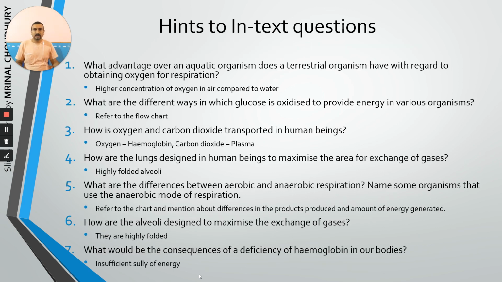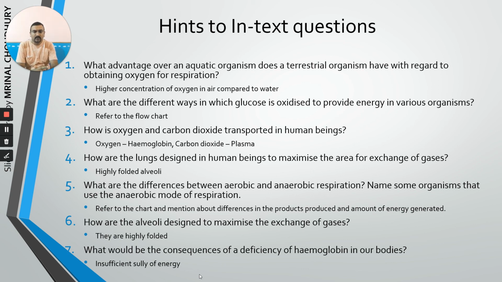So that was all about the respiration process in human beings and even in plants, along with the entire cellular respiration we have discussed. Now coming to the hints to the in-text questions. There are advantages that the aquatic organisms have over the terrestrial organisms. So that is asked here.